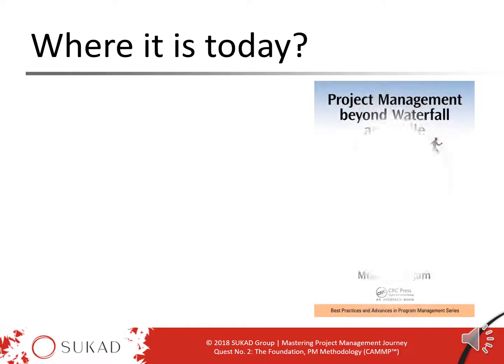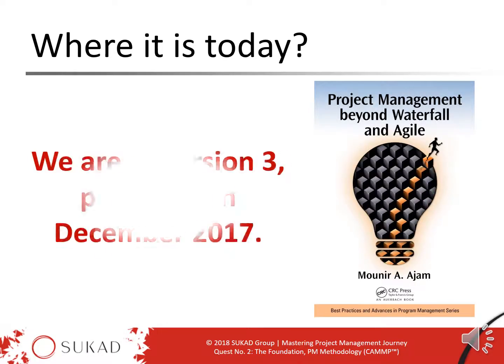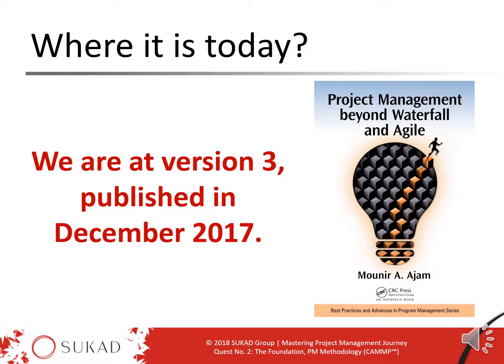Where is it today? We are at version 3 of CAMP, which we published in December 2017. Actually, on 1 December 2017, this book was out. And notice we use the name Project Management Beyond Waterfall and Agile.